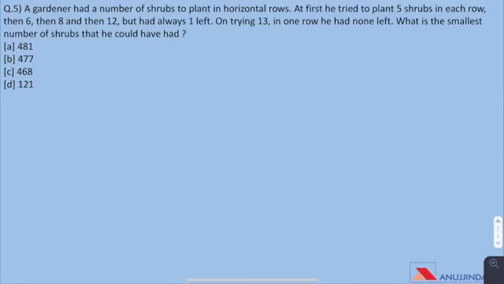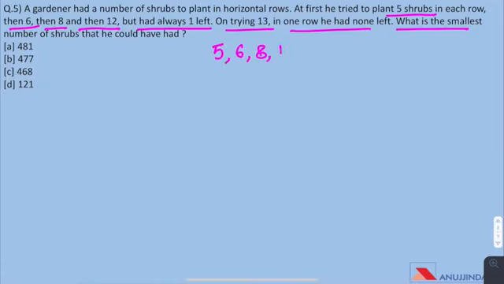Question 5. A gardener had a number of plants to plant in horizontal rows. At first he tried to plant 5 shrubs in each row, then 6 and then 8 and then 12, but had always one left. On trying 13 in one row, he had none left. What is the smallest number of shrubs that he could have had? Here, the numbers in which he planted his plants are 5, 6, 8 and 12.